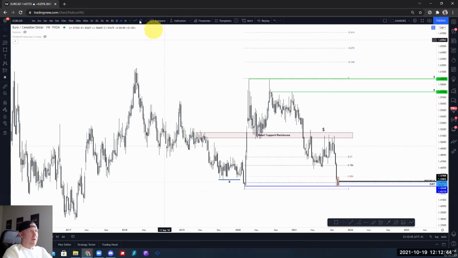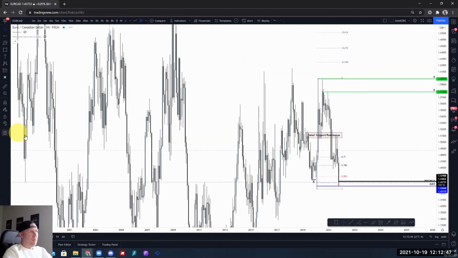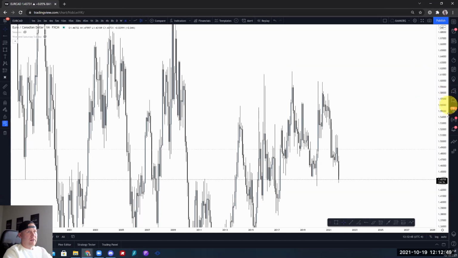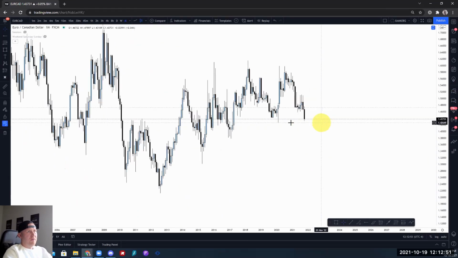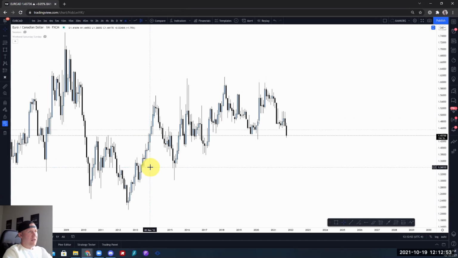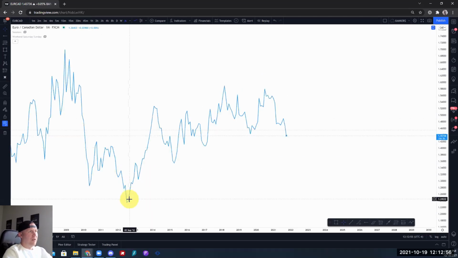All right. So if you look at this, I'll go to a monthly first. I'll take all the annotations off. So if you're looking at Eurocad, I'll flick over to the line chart. You can see that price has clearly been trending up for quite some time. Once we had this bottom established back in 2012, we had a really strong run that came to this peak in February 2014. So this thing has been going for quite some time.